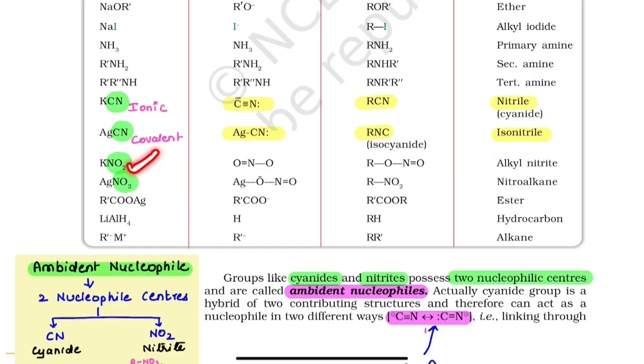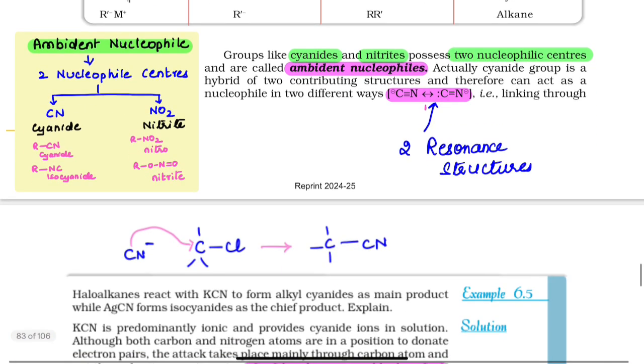Same way potassium nitrite. In potassium nitrite, this is ionic in nature. Therefore, it will be breaking as K plus and NO2 minus. So negative sign will be present on oxygen. So this oxygen will attack R. So you will be getting R-O-N double bond O, which is alkyl nitrite. Whereas silver nitrite, this is covalent in nature. So therefore the bond doesn't break. So now what will happen is nitrogen is going to attack the R group. So therefore you will be getting RNO2, which is nothing but nitroalkane.